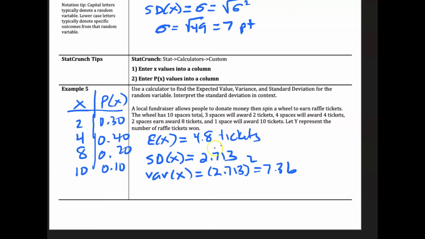And again, the standard deviation should be 2.73. So we would expect 4.8 tickets per spin of the wheel.